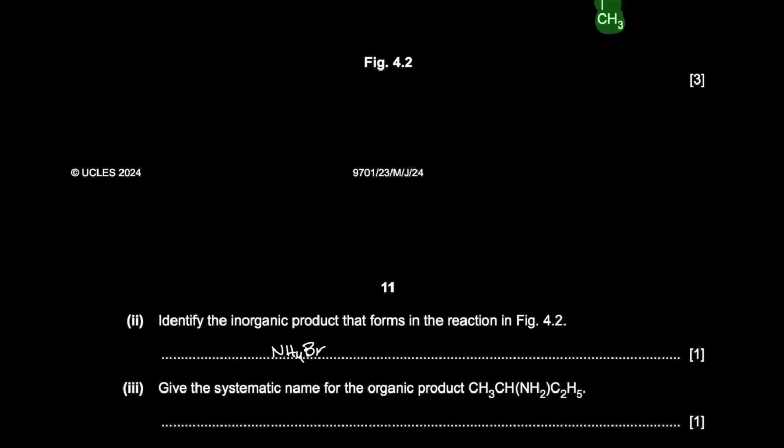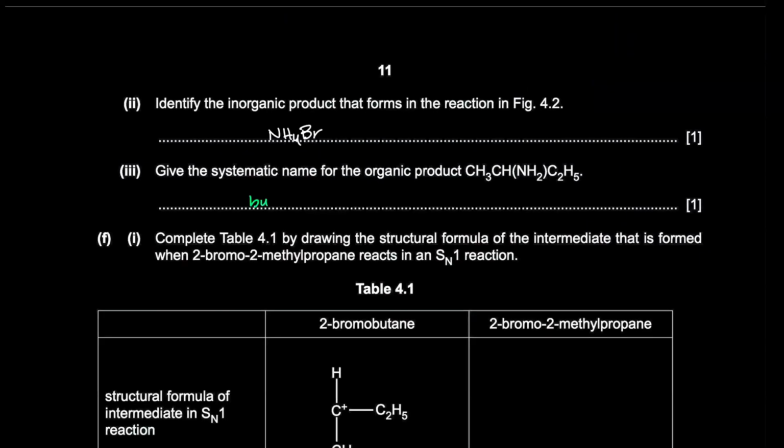You're going to number the chain from here because you want the lowest number for the functional group. So you've got but, an because single bonds, and then 2, and then amine. That's the proper name, butane-2-amine. We drop the E. We don't say butane because this is a vowel. So butan-2-amine.